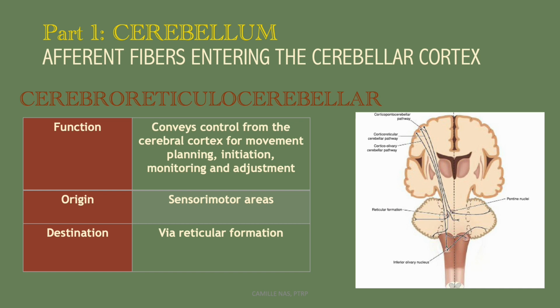Next, your cerebro-reticulocerebellar. This one comes from the cortex still, but specific to the sensory motor areas. Then it will reach your reticular formation, and via the reticular formation it will reach the cerebellum. This one is also for movement planning, initiation, monitoring, and adjustment.